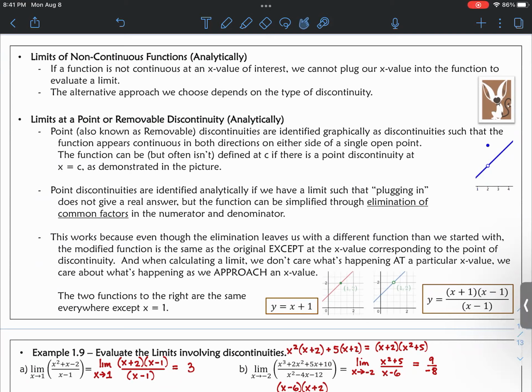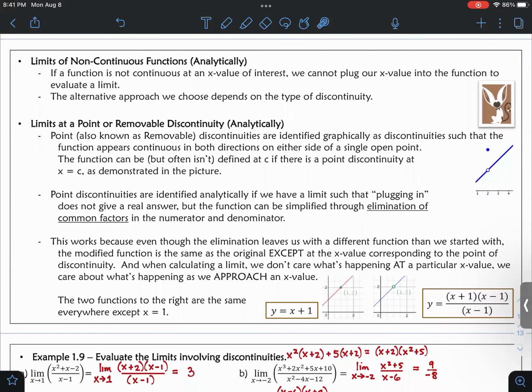Okay. I'm not going to read through all this slide. There's a lot of words here. You could pause it and look at it on your own. Basically, the gist of it is a removable discontinuity is one where typically the function when written out is such that there's something that cancels out. You see the x minus 1 on the top and bottom here of this function on the bottom right. And it's interesting because this function, if you graph it, looks really similar to just y equals x plus 1. You have to be careful though, because you cannot claim these are the same.